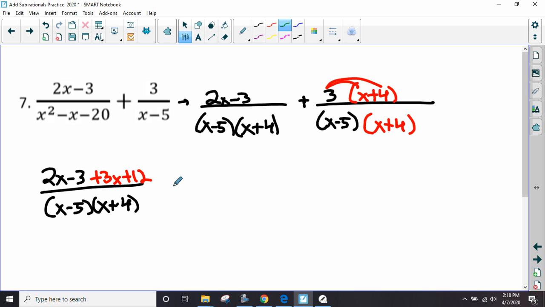All right. So, combine like terms. 2 plus 3, we have 5x. Then we have, I'm going to use a lightning bolt, ka-chow. Negative 3 plus 12 is going to be positive 9. All right, GCF of that is just 1. So that's just it.